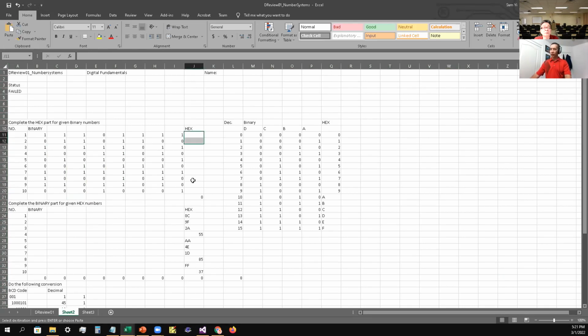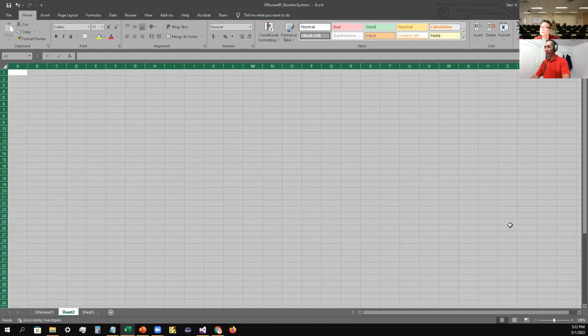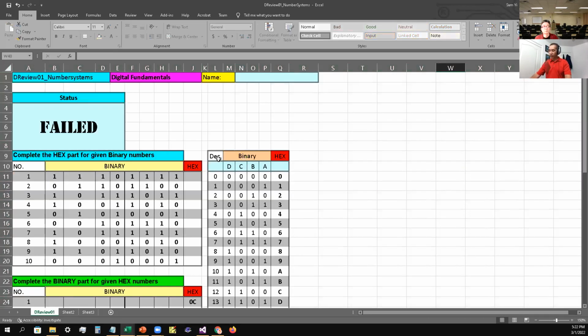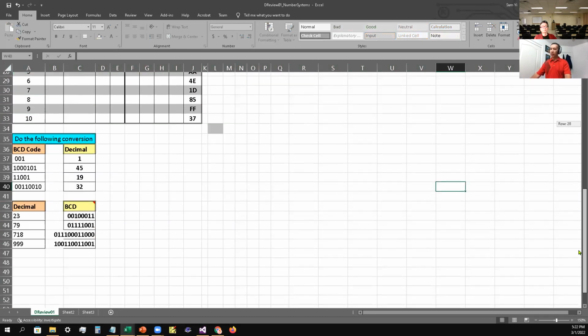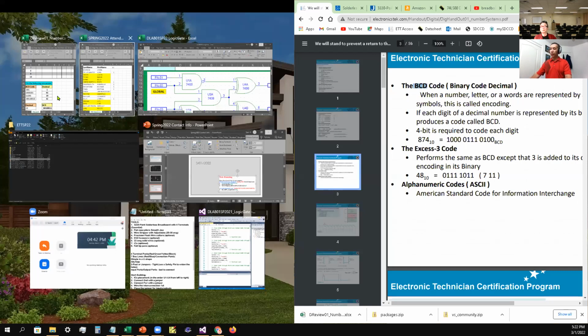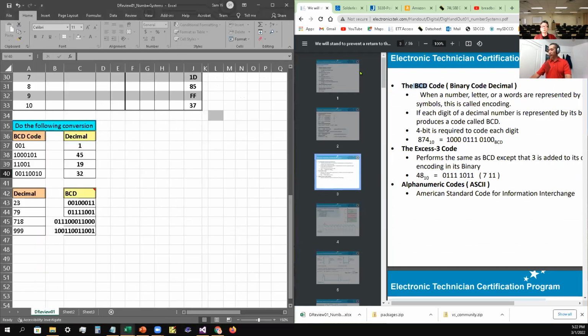This one up here you can do yourself, and it should be pretty easy. Just fill it in from the sheet here. Use this from decimal to binary, and from binary to decimal, or from binary to hexadecimal, and hexadecimal back to binary. The top part is easy. For the bottom part, just use the handout, like I said. So this is how to do encoding for BCD.